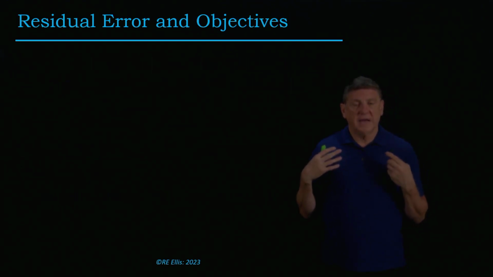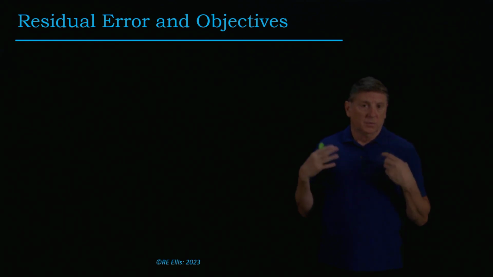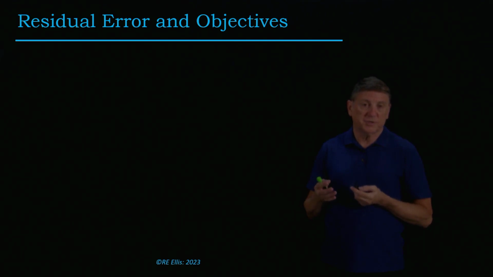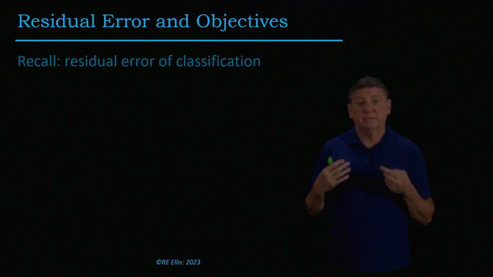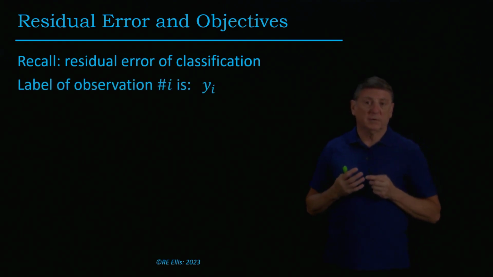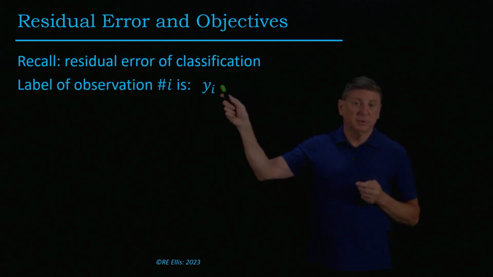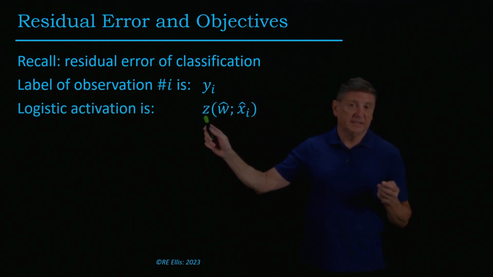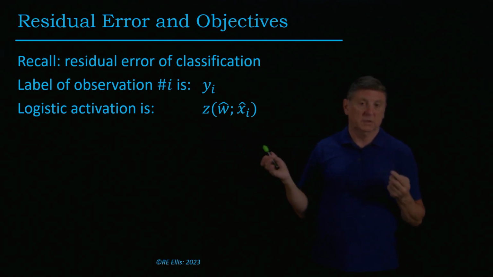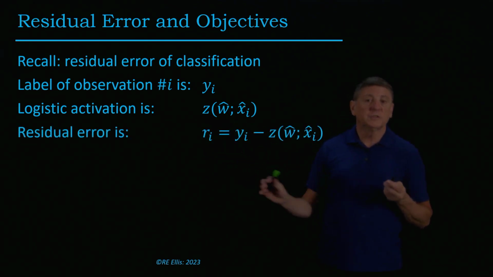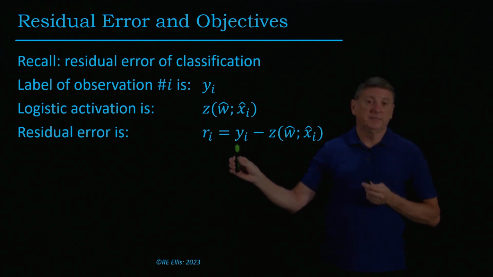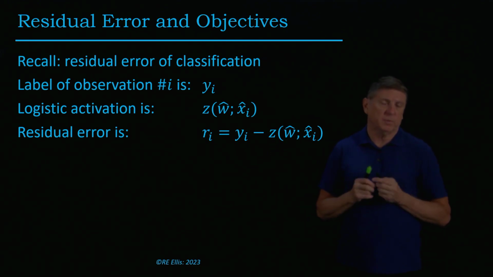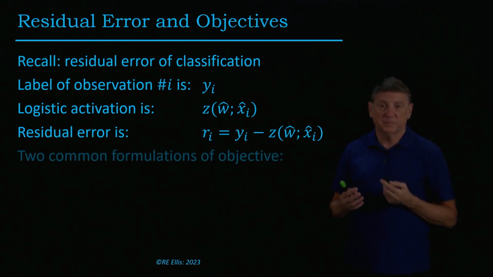So for an artificial neuron, the next thing we want to do is something similar to what we did in linear regression, which is we want to minimize some error. And that means we have to measure the error. So the residual error of classification is, if the label is denoted as Y, which is quite common, and our logistic activation is now a score, Z, going in this case from 0 to 1, we'll say that the residual error is the difference between the label and the score. So this looks sort of like what we had for residual error in previous material.